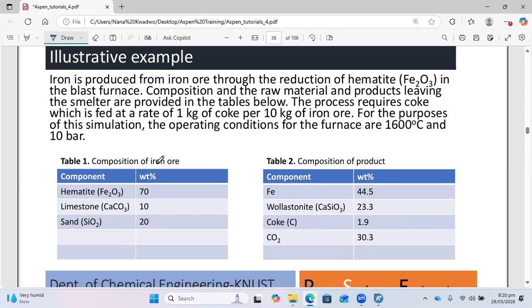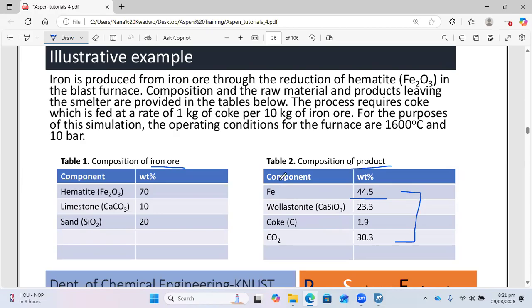So we have the inlet composition, the iron ore composition. We have the composition of the product. So these values here, these are our yield distributions, right? And that's what we are going to feed into Aspen. So we are telling Aspen that, okay, at the end of the day, this is how much we are expecting for iron, the weight percent, based on what we were putting in, right? This is how much yield we are expecting.